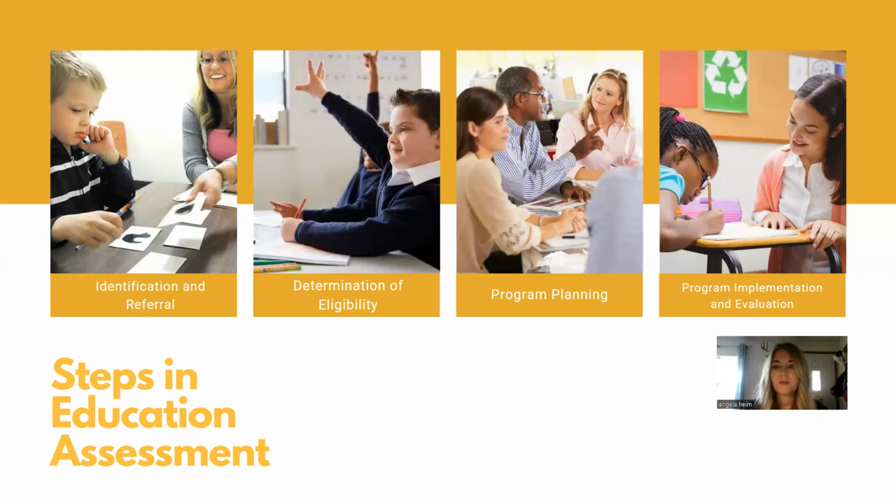Program implementation and evaluation. There's the implementation of the IEP. Once the parents have given consent for the program to go forward, the IEP is implemented as soon as possible. There's ongoing monitoring of student progress. Usually the teacher will monitor student progress through informal means like observation, work samples, and criterion-referenced tests. There's an annual review of the IEP, which is reviewed on an annual basis.